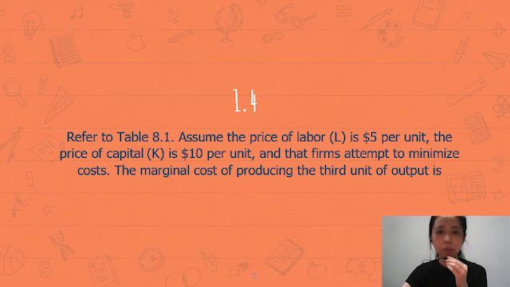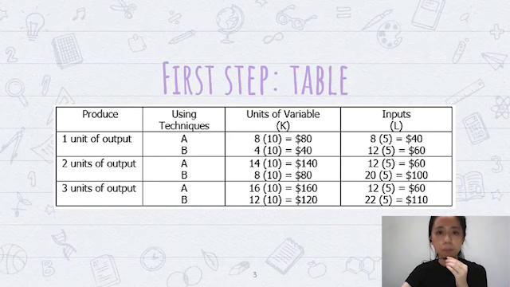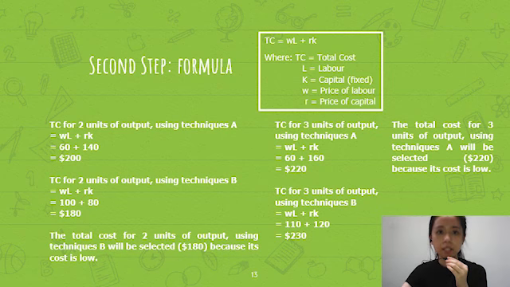The last question, 1.4: refer to table 8.1. Assume the price of labor L is $5 per unit, the price of capital K is $10 per unit, and that firms attempt to minimize cost. The marginal cost of producing the third unit of output is? We also refer back to this table. Then second step, we use the formula that I presented just now in the previous slide. The total cost is equal to WL plus RK.